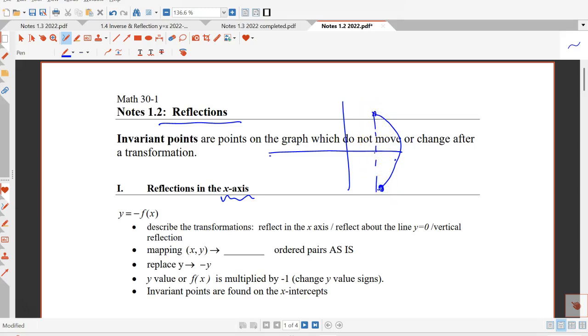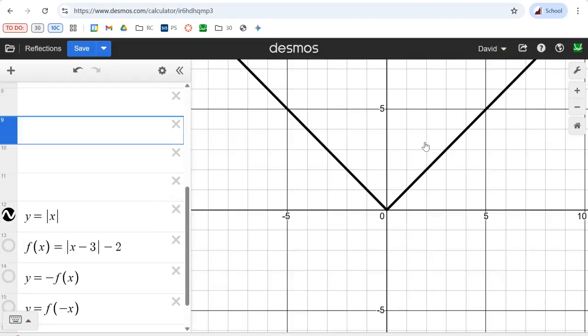And when we're thinking about these reflections and any transformations in general, we must always consider these things called invariant points. Those are points in the graph that do not change or move after the transformation. So let's look at an example of what this transformation might entail.